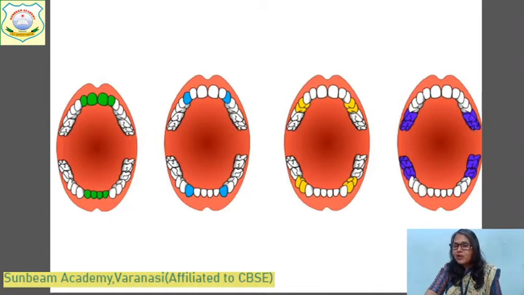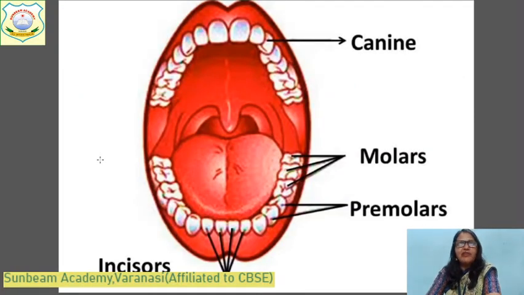3 in the upper jaw, 3 in the lower jaw, left side. 3 in the upper jaw, right side, and 3 in the lower jaw. Total 3, 6, 9, 12. The total number of molars is 12. The number of premolars is 8. The number of canines is 4. And the number of incisors is 8. We will make all 4 types of teeth. After this, we will fit them. Here also you can see the same picture.